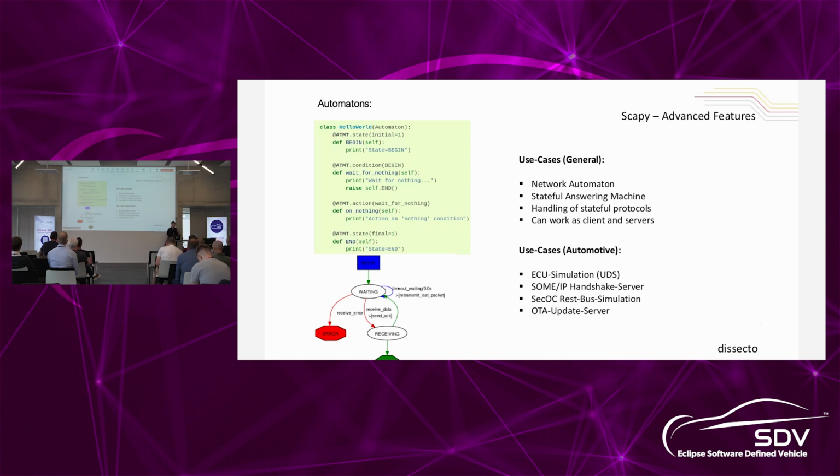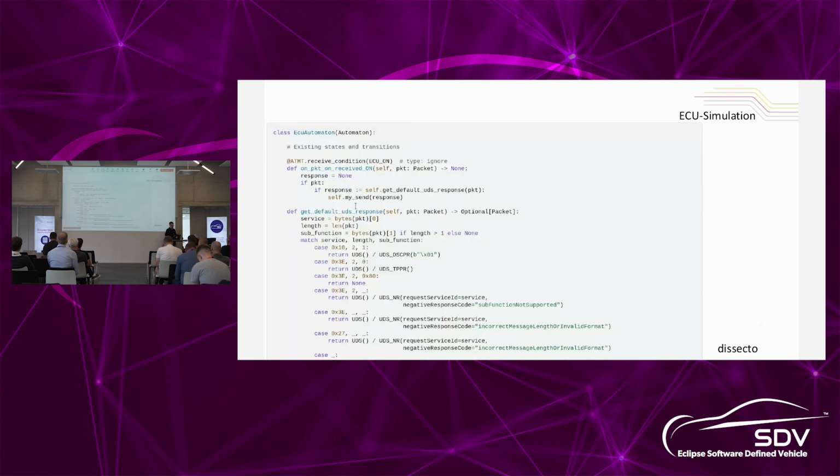We can use this to make an automaton which automatically answers any response. So we can emulate an ECU. We do this by using a function called receive condition. Our automaton is always initialized with a socket, and once we give it a socket, it gets all the packages of the socket.